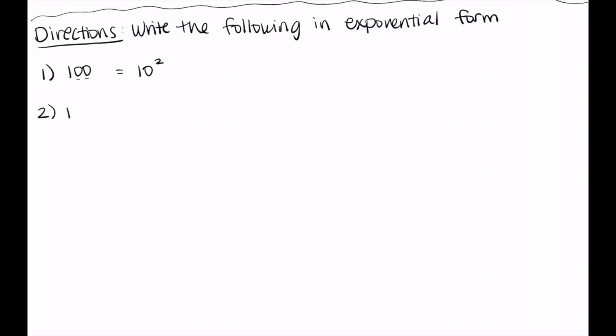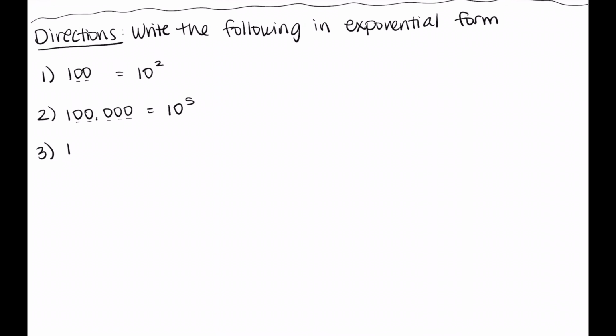For number 2, we're given 100,000. Now for this one, it might be a little bit harder to see how many times 10 goes into 100,000, so we can use the zero method. After the 1, we have 5 zeros, so 100,000 would be equal to 10 to the 5th.